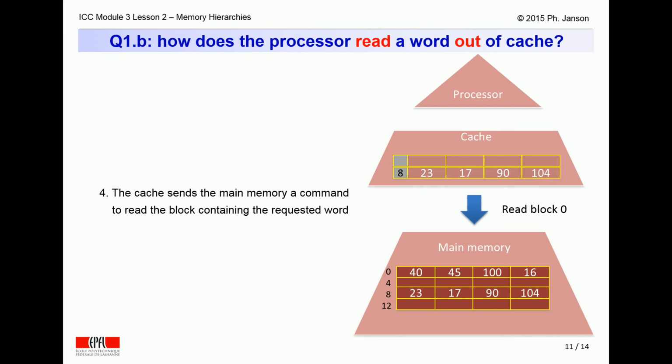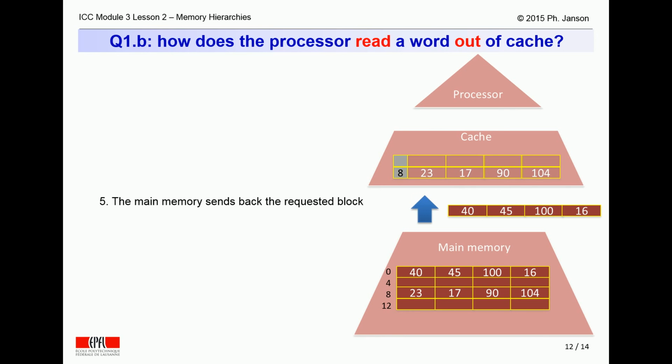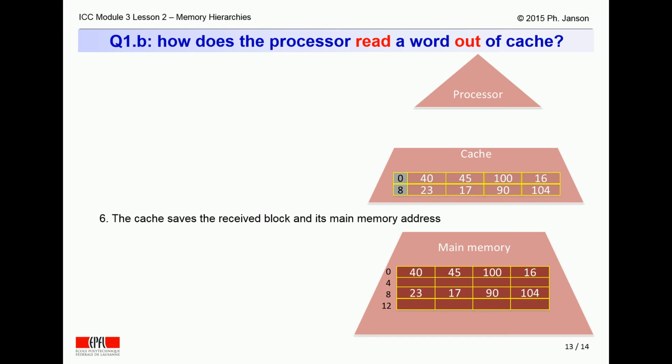In this case, the cache must send the main memory a command to transfer the missing block from main memory into the cache. In a fifth step then, the main memory sends back to the cache the entire 4-word block starting at address 0 and including the requested word number 2. The cache then safely saves this block in its remaining free block. And it can then finally send the requested word value, 100 in this example, back to the processor.